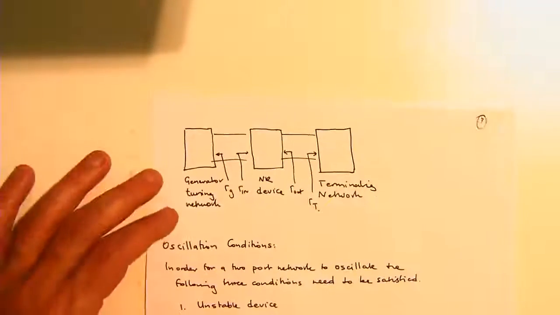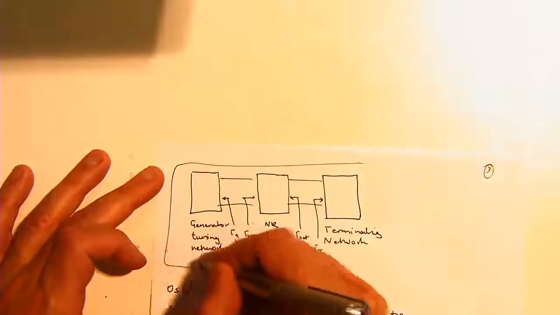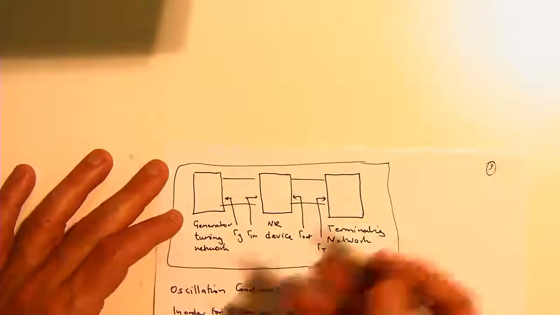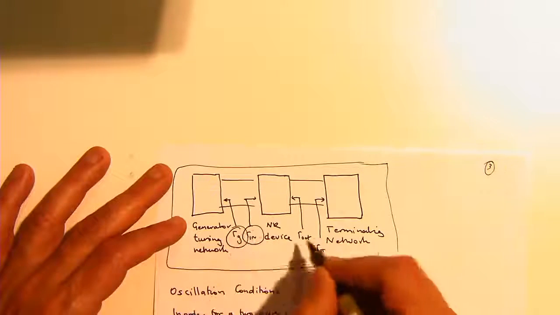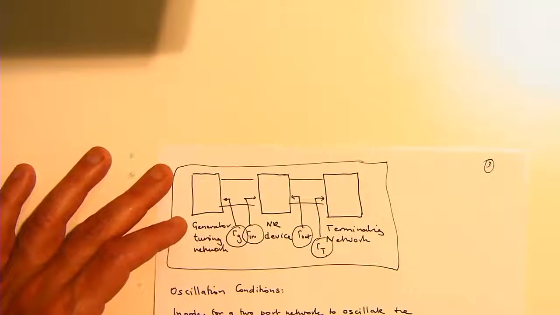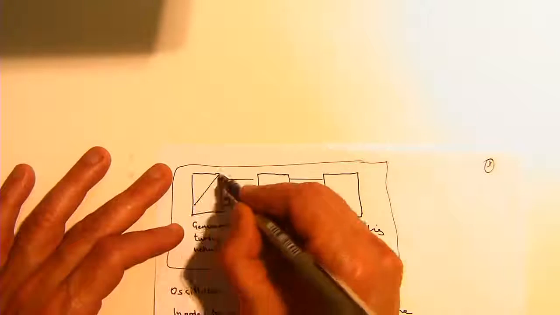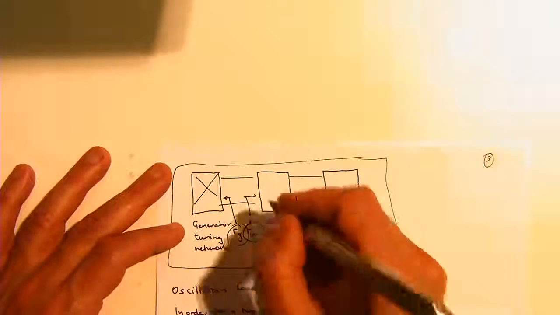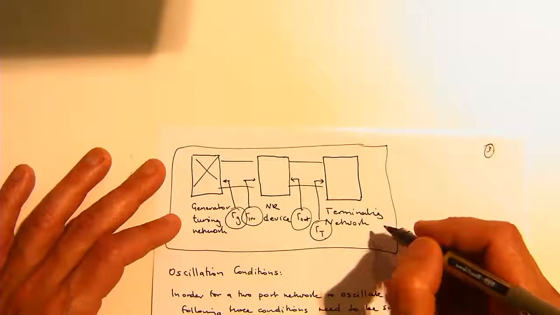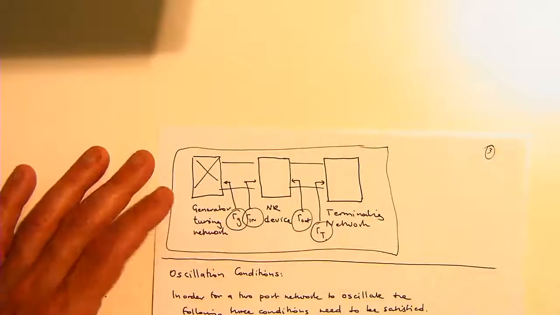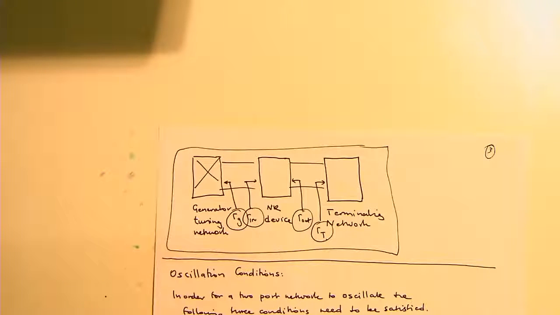Okay, so let's now look at this, and this is nothing more than the two-port configuration that we've usually been dealing with. Here all I'm doing is defining the reflection coefficients at each of the points of the network, where I've got the generator tuning network, the actual negative resistance device, and the terminating network.